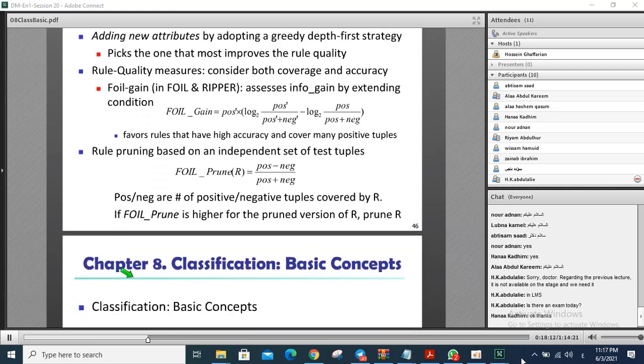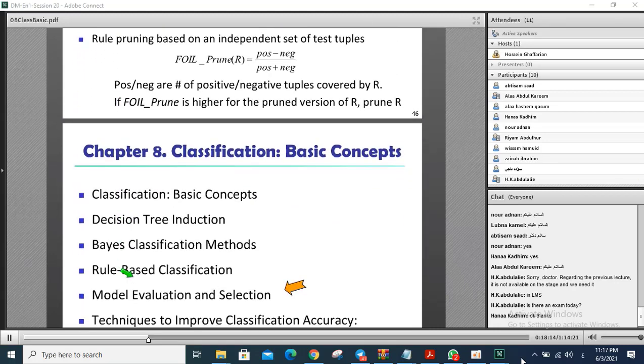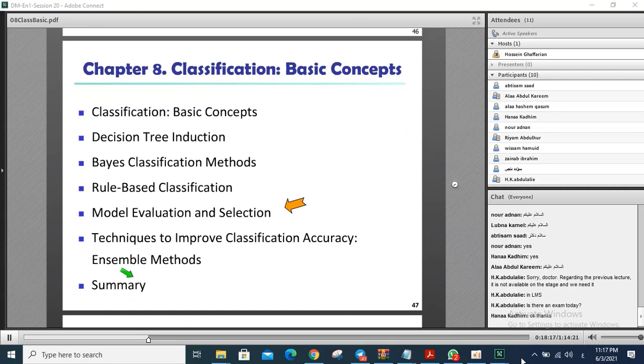So using the FOIL prune measure, we can find a position for pruning the data. For example, if the FOIL prune for a rule is higher than the FOIL prune for the last rule, we can prune the rule R. Okay, so we are looking for higher values for FOIL prune before applying the pruning method.